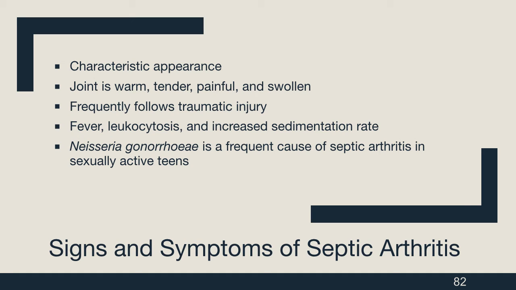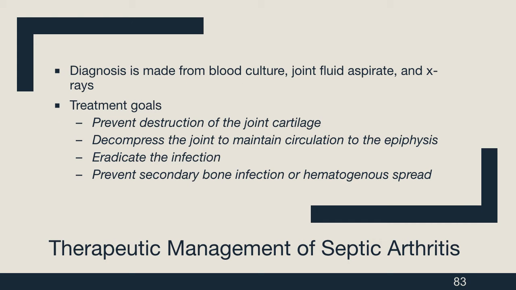Characteristic appearance: the joint is warm, tender, painful, and swollen, and it frequently follows a traumatic injury. They have fever, leukocytosis, and increased sedimentation rates. Gonorrhea is one of the most frequent causes of septic arthritis in sexually active teenagers. Diagnosis is made from blood culture, joint fluid aspirate, and x-rays.